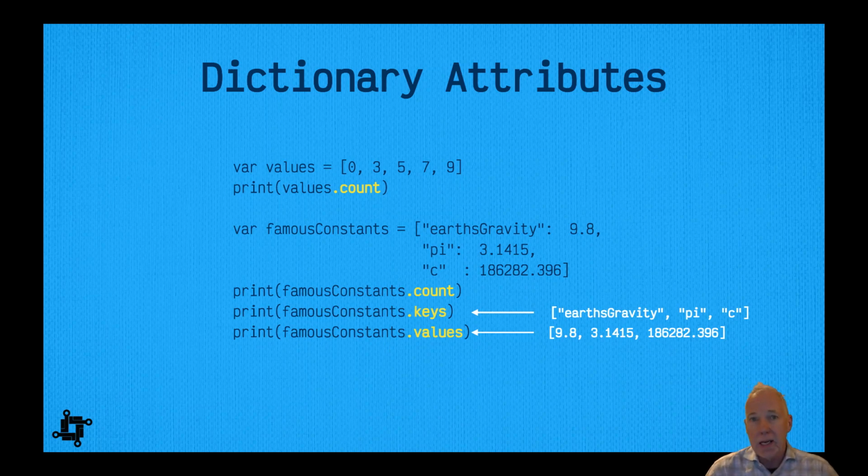But we can also say, hey, dictionary, give me all the keys that are in the dictionary. So we can do that by saying dot keys, and that will give us the key for the first, the second, and the third key in the dictionary. And then for values, here we can say we are going to get the 9.8, the 3.14, and the 186,282. Those are the values associated in the dictionary. So we always have this ability to do keys and values for attributes of dictionaries.